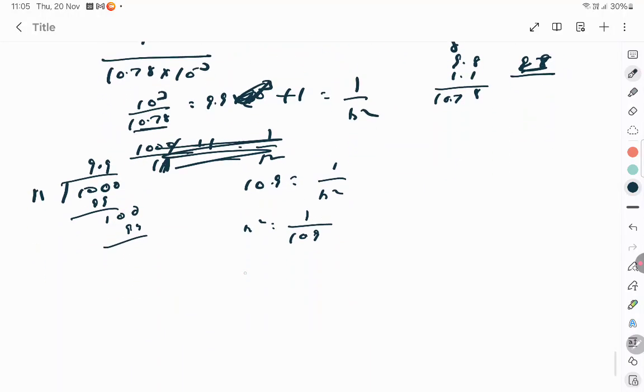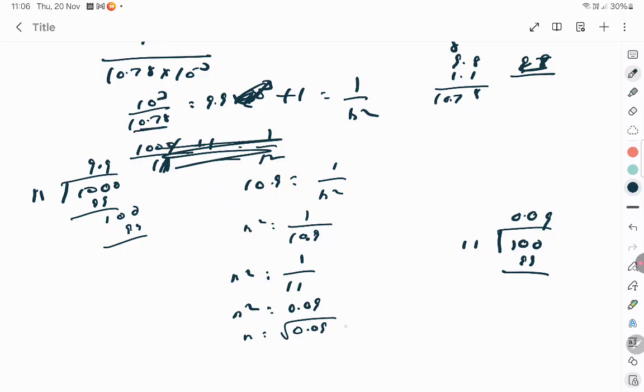So then what is 1 by 10.9? Let's consider it as 1 by 11. And 1 divided by 11 is 0.09. So 0.09 is n square, and n is equal to root of 0.09. 0.3 into 0.3 is 0.09.